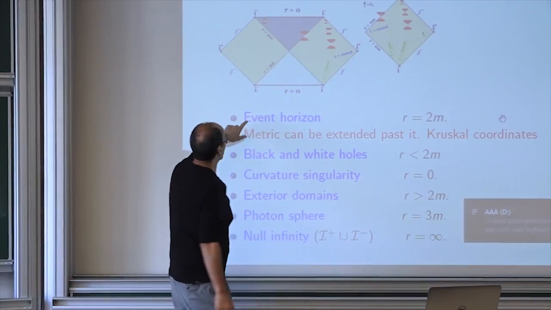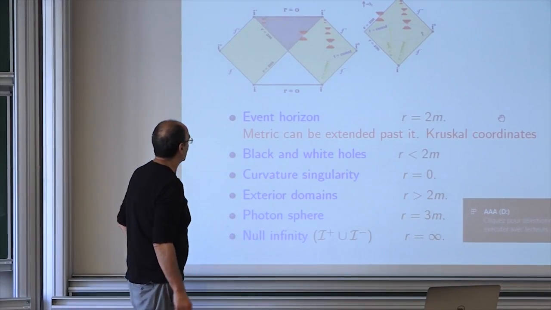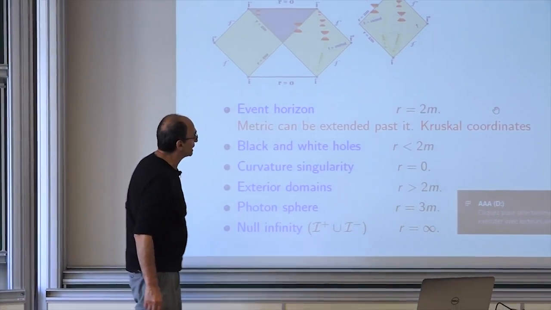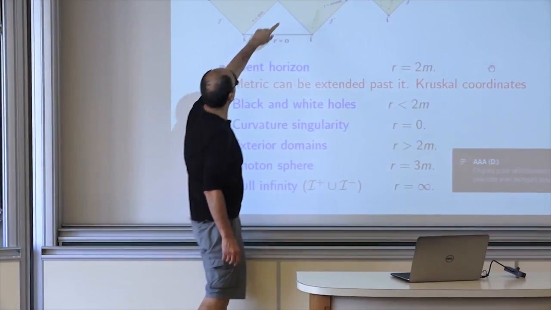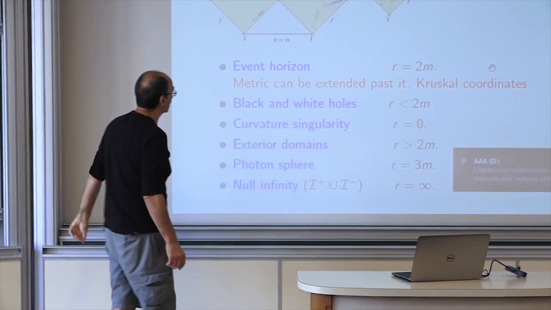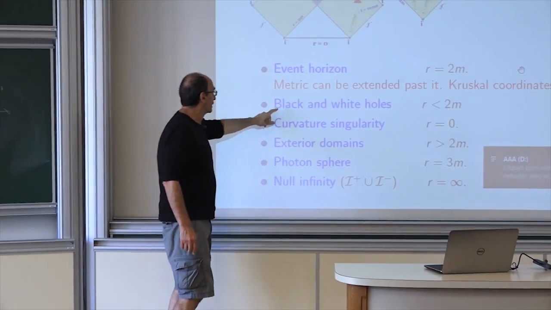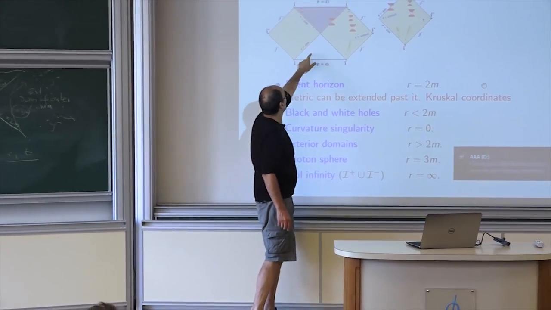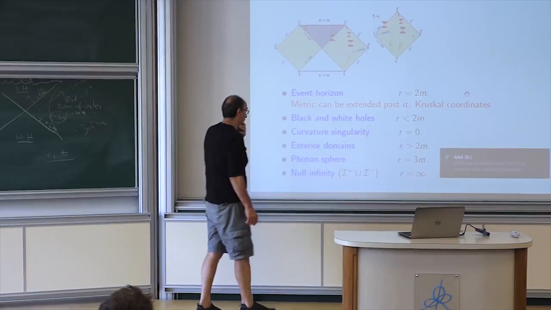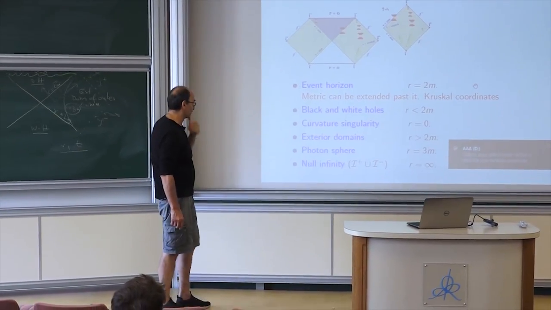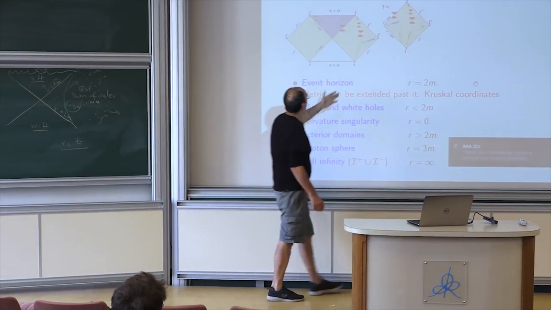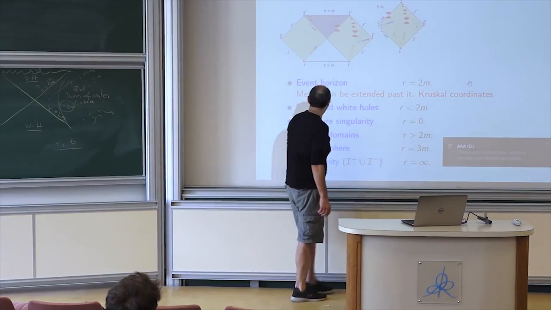So the event horizon r equal to 2m, as I mentioned. The metric can be extended past it. As we mentioned, this is not a true singularity. You can have black and white holes, which are for r in the region r less than 2m. The exterior domains are defined by r larger than 2m.